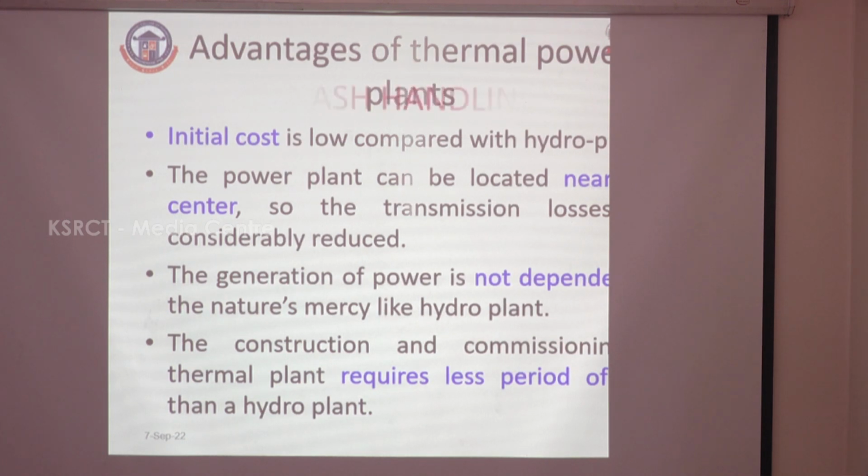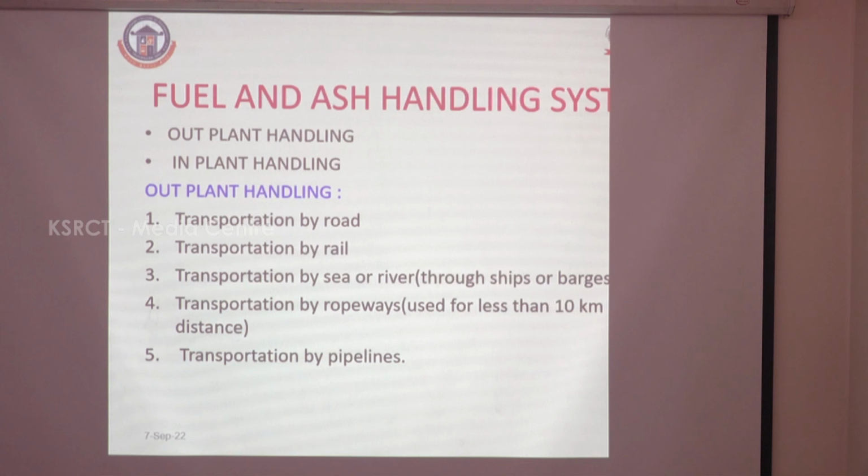Next, the fuel and gas handling system. It is classified into two types: one is outplant handling, the second one is in-plant handling.